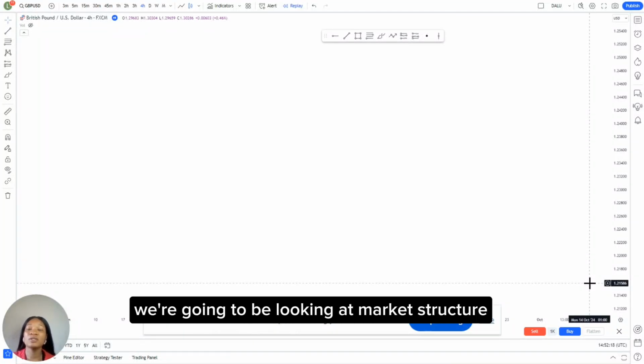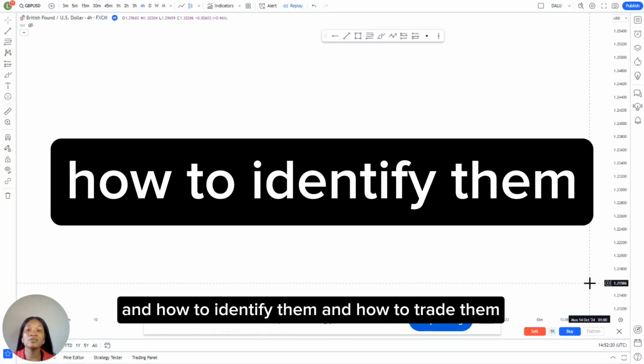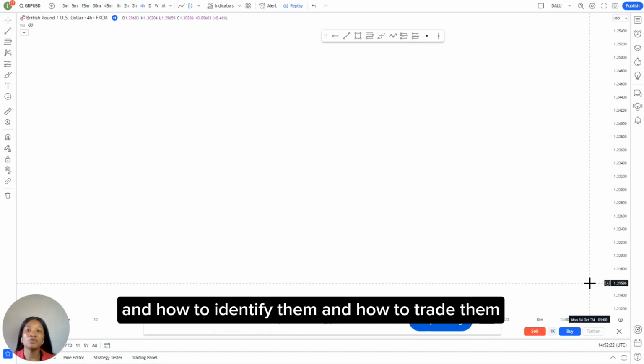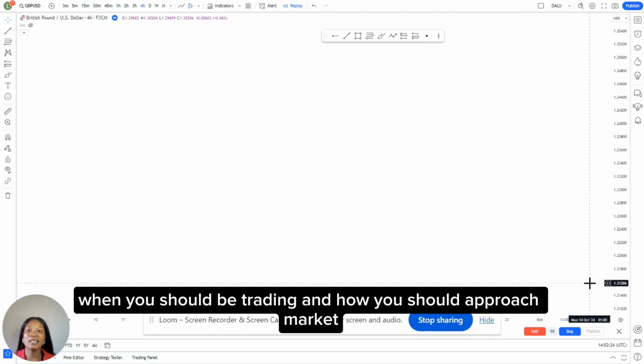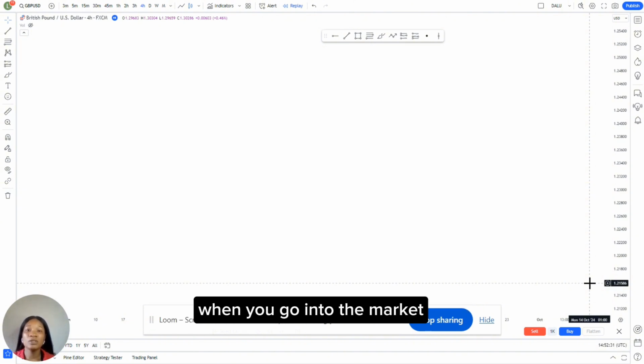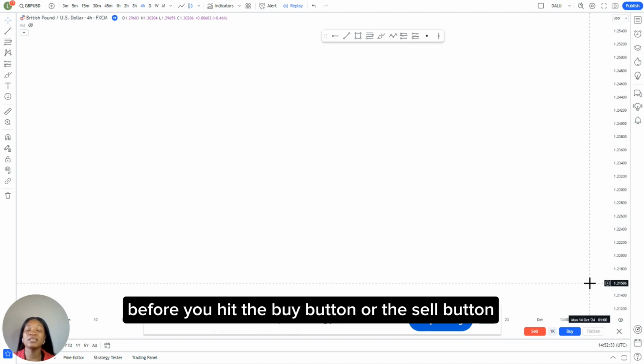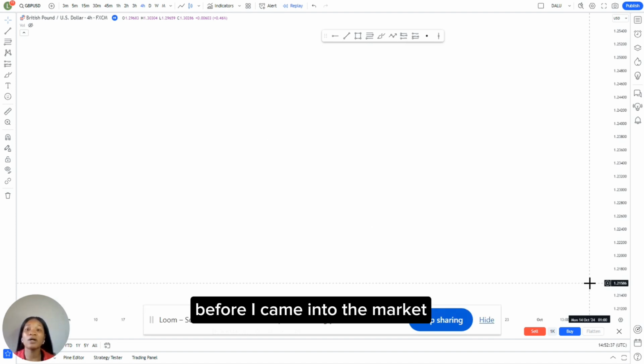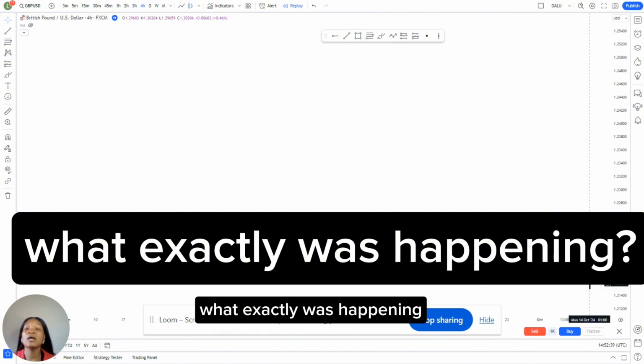So today we are going to be looking at market structure and how to identify them and how to trade them, when you should be trading and how you should approach the market. Now it is pretty simple. It is quite simple. When you go into the market, before you hit the buy button or the sell button, the first thing you should be asking yourself is, before I came into the market, what exactly was happening?